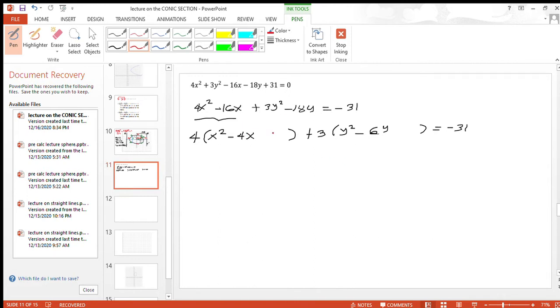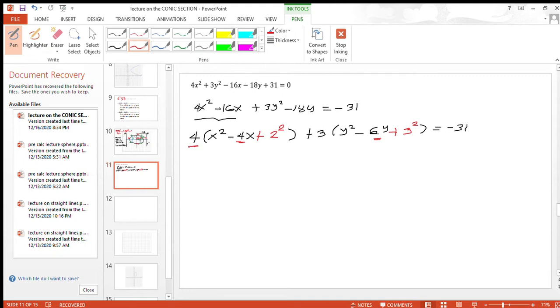So for completing the squares, again, we always add. We get the coefficient of x, that's 4, divided by 2, then we square it. 6 divided by 2 is 3, we square it. So we always get the coefficient of x divided by 2, you square it. Get the coefficient of y divided by 2, you square it. Now, what will we add to the other side of the equation?